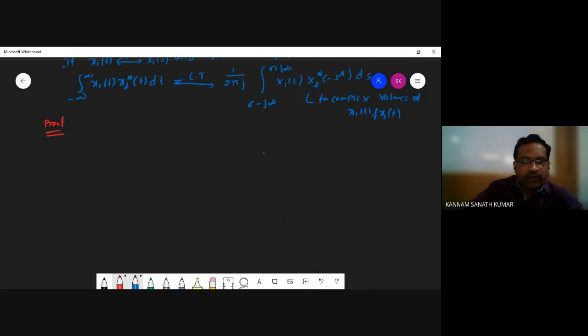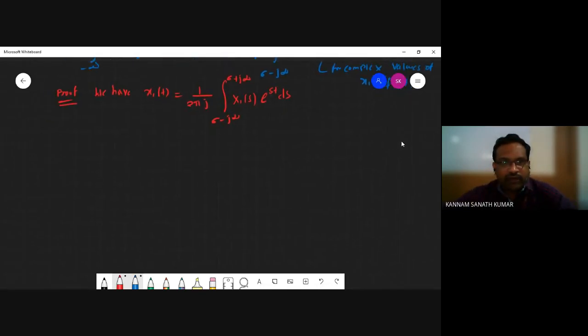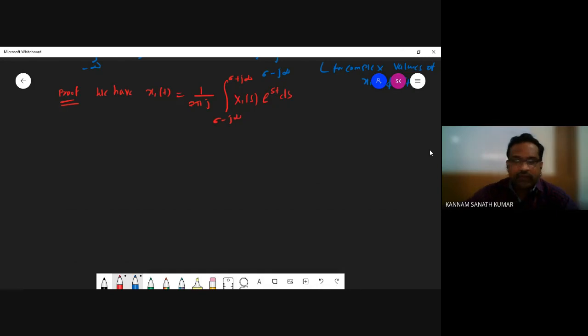Proof. We have the inverse Laplace transform. What is the formula for the inverse Laplace transform? Let us consider the signal x1 of t: 1 by 2 pi j, integration sigma minus j infinity to sigma plus j infinity x1 of s into e power st into ds. This is the basic formula for the inverse Laplace transform. Now take the LHS.